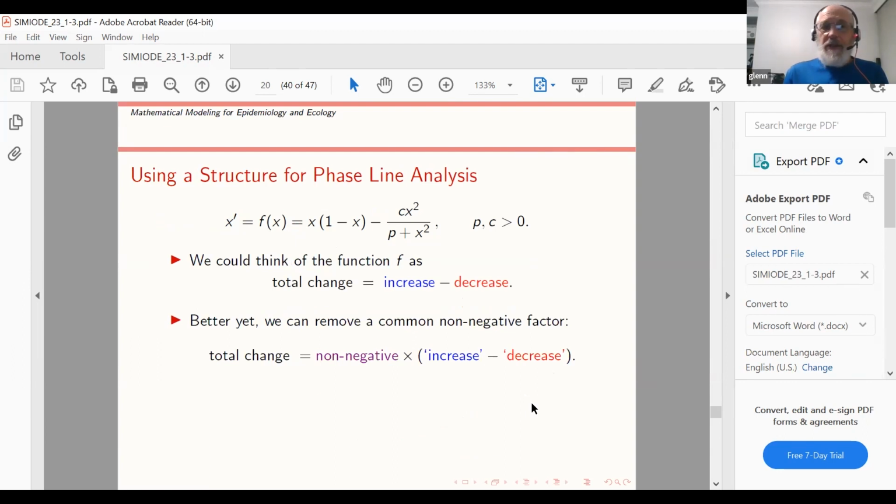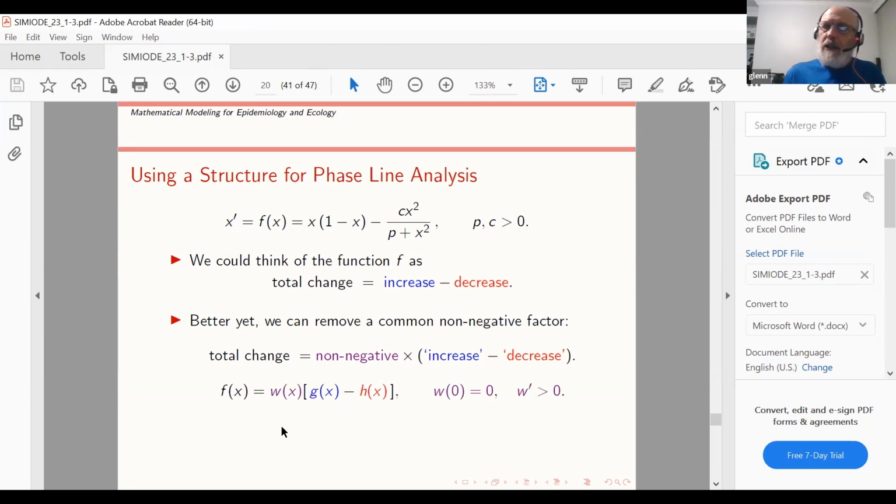But we can do even better than that by removing a common non-negative factor to make the functions easier. So for example, here, if I remove the factor x that's common to both terms, then I've changed the first term from quadratic to linear. That makes it simpler. So in principle, it seems like removing a common non-negative factor might help us. Then what's left is not actually the increase function, but it's a factor of the increase function, and it represents the increase function, which is why I have it in quotation marks.